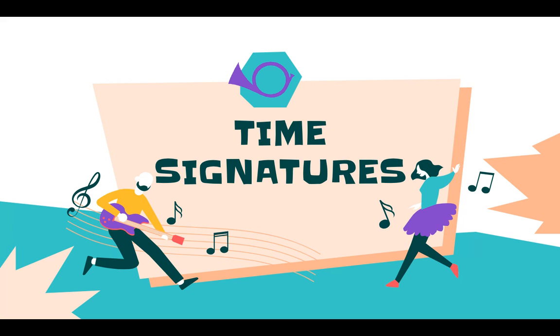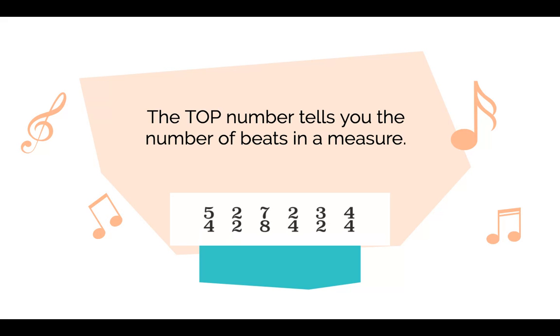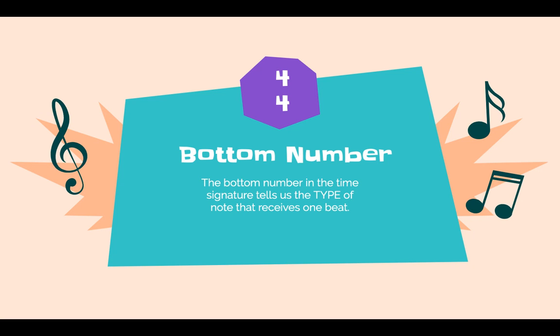Let's move on to time signatures. So we're all pretty good at this. The top number tells you the number of beats in a measure. Here's some examples of some crazy time signatures mixed with some common ones. But let's go to the more challenging one, that bottom number.